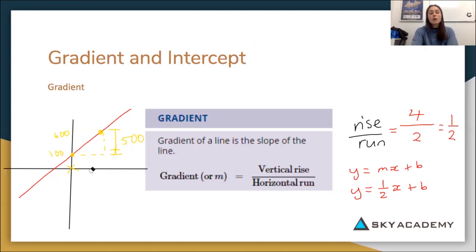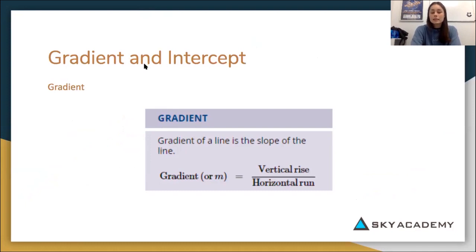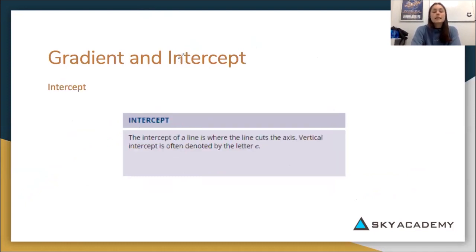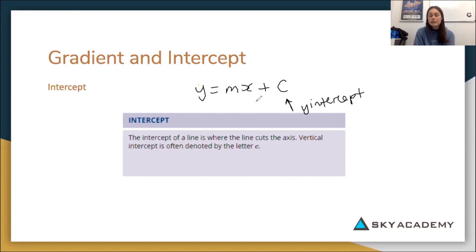And now let's have a look at the intercept. So the intercept is where the line cuts the y-axis. It could be an x-intercept, but we focus on the y-intercept because the y-intercept is the one in our gradient-intercept form. We have y equals mx plus b, or c I should say, actually. And c is our y-intercept. We don't have a place in the formula for an x-intercept. So we just ignore the x-intercept and we just focus on the y one.